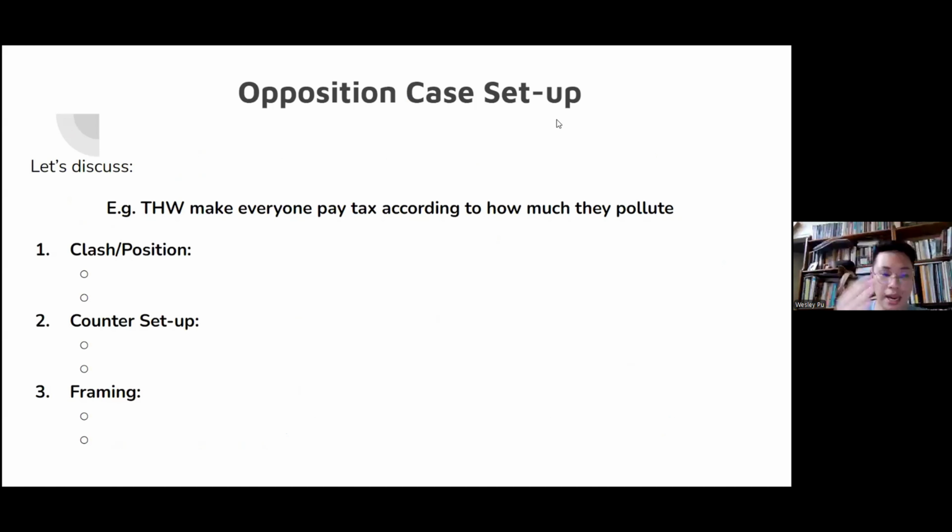Again, here, clash, counter setup, framing. The motion: tax everyone according to how much they pollute. On opposition, you're probably going to say we are not supporting pollution. That's dumb. We'll probably just say we don't want people to be taxed this way. And then what is a counter setup? We think a lot of the time it's going to be more awareness as to pollution. It could be fines as to pollution instead, or government crackdowns on companies that pollute.